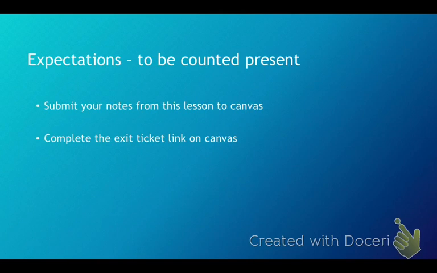My expectations to be present for today, not absent, is that you need to submit your notes from this lesson to Canvas, and you need to complete the exit ticket link on Canvas. All of this is going to be worth 15 homework points, not just 5. So it's worth it to get it in.